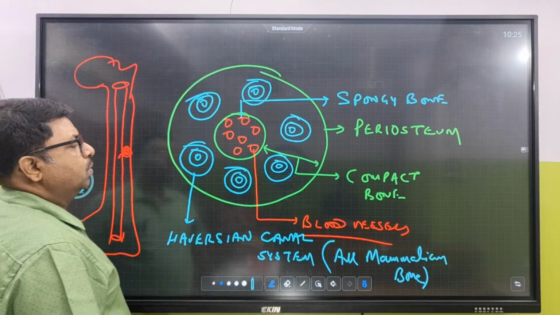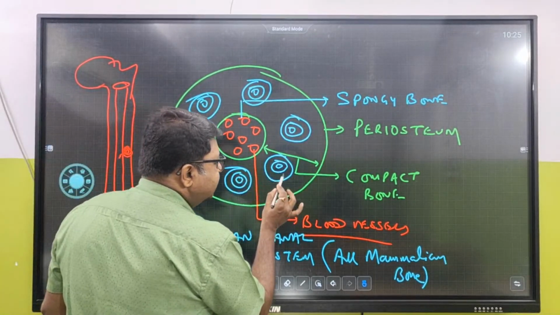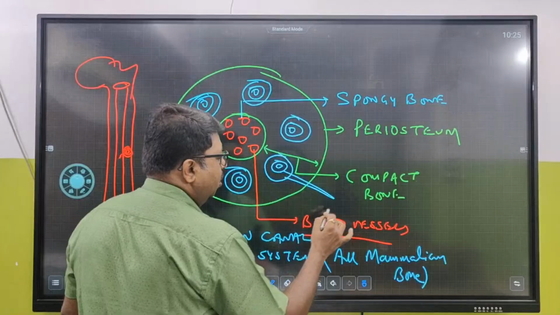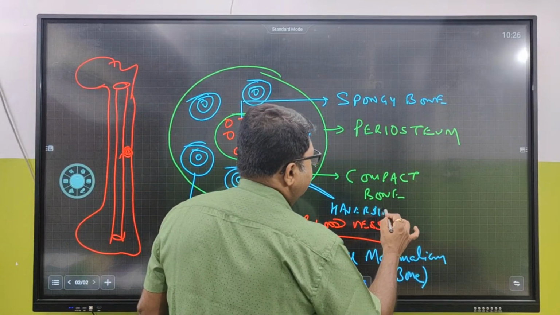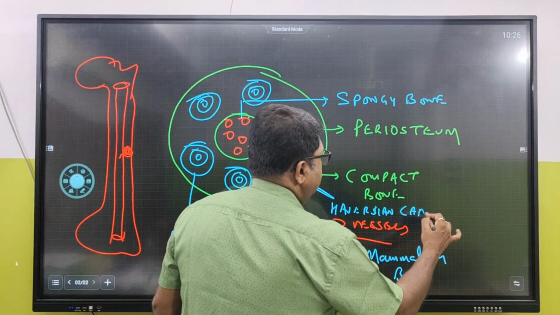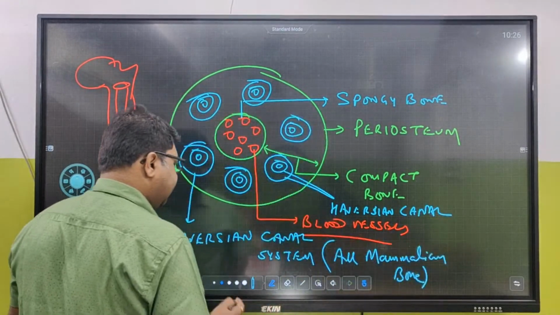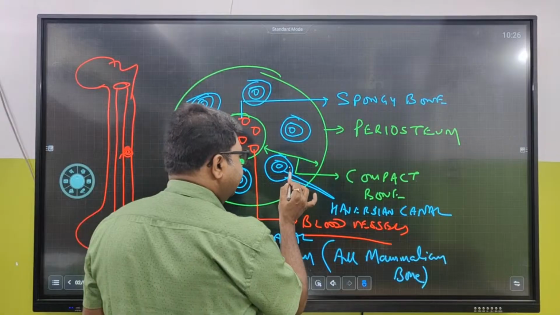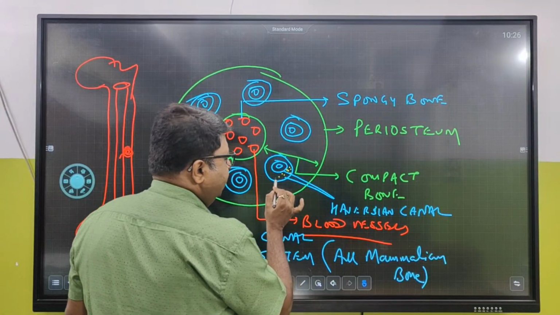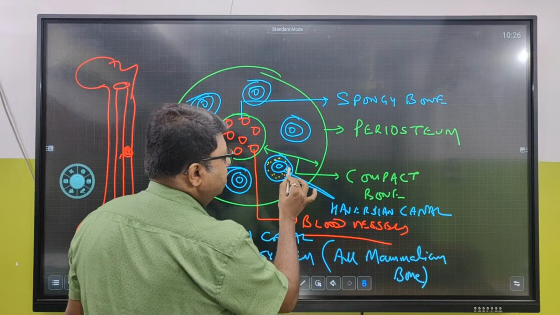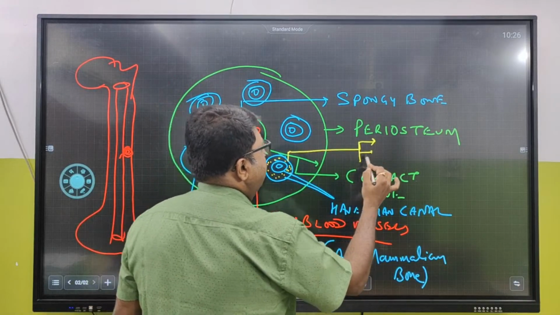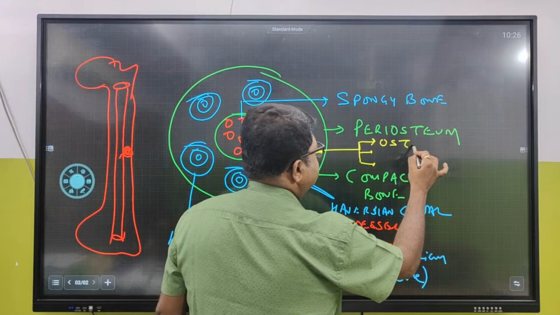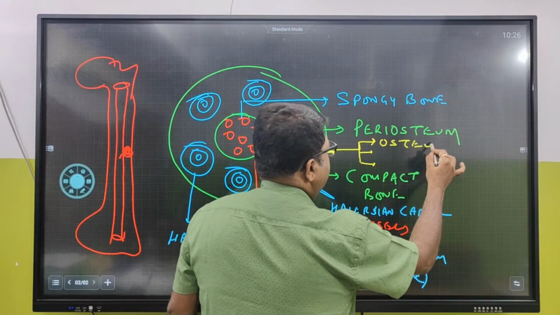Okay? Now, each of these canals is called a Haversian canal. Between two Haversian canals, you can see there is a structure which is called lamellae. And this lamellae contains what? This lamellae contains three types of cells. Tell me the name of the cells. The first cell is called the osteocyte cell.